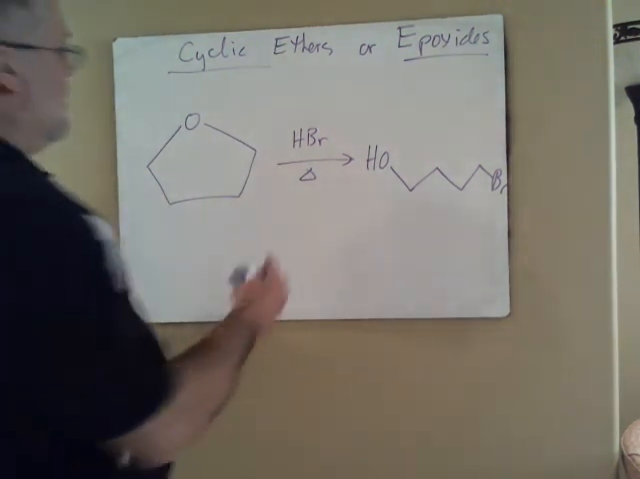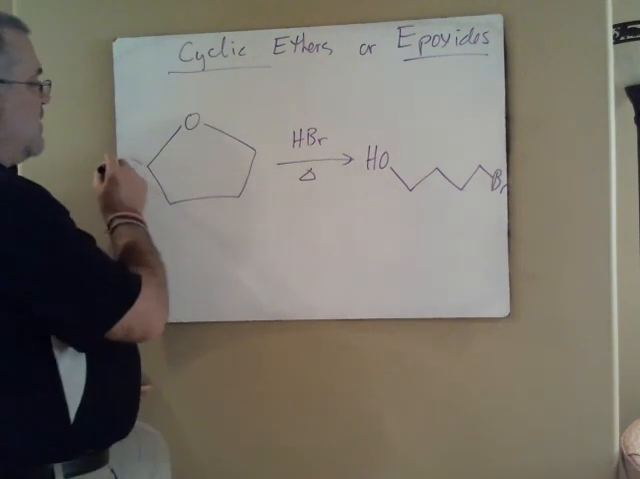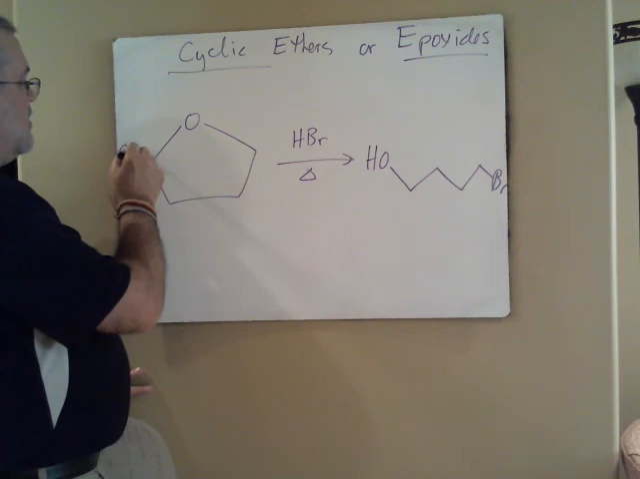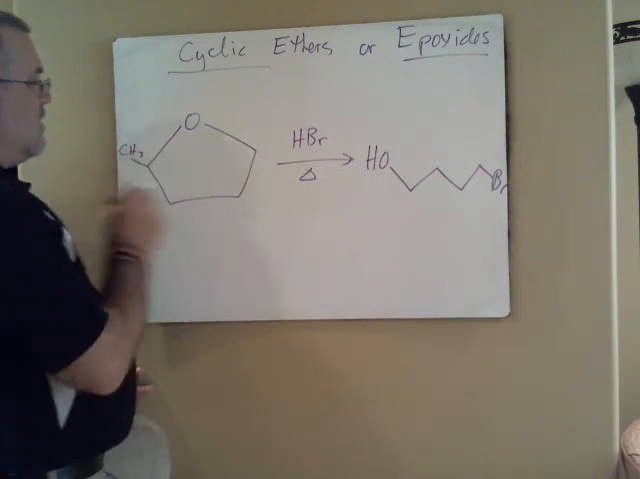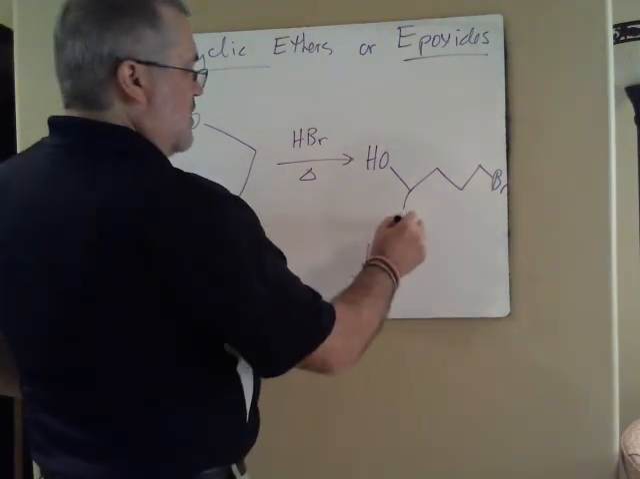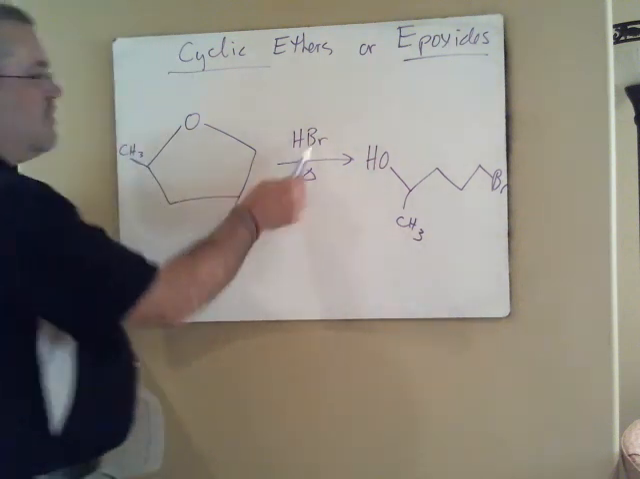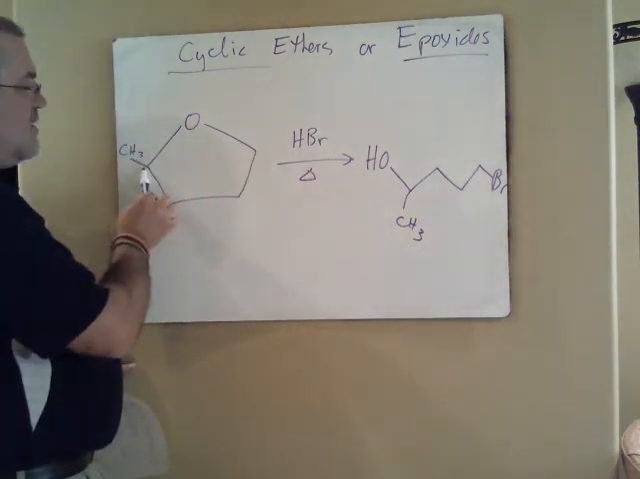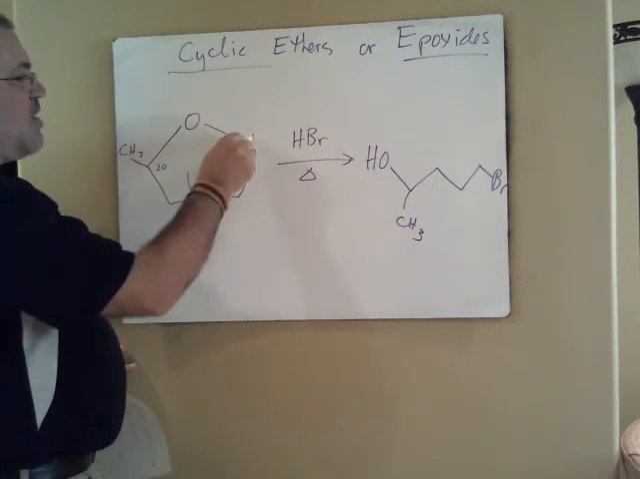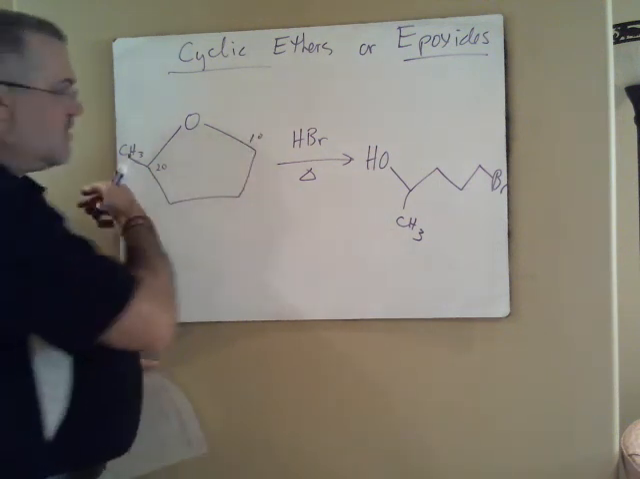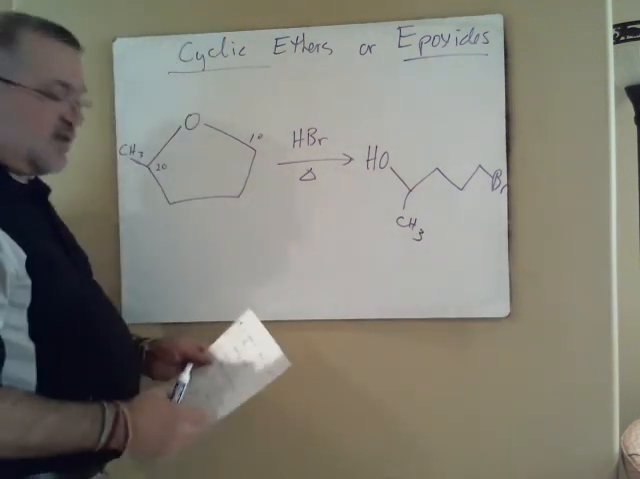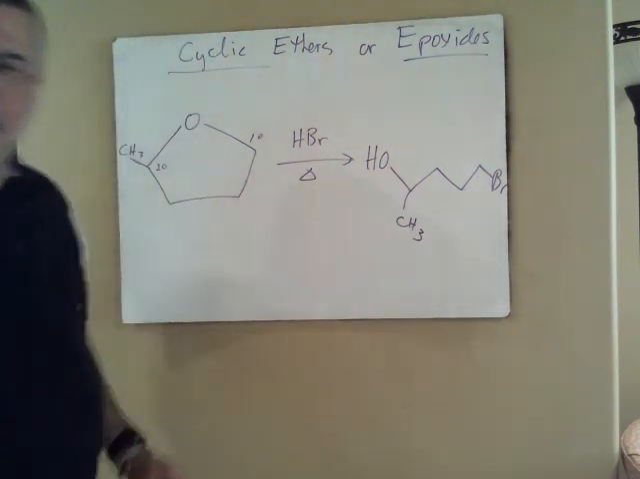And so the same things would be true if you had substitution on here. You know, if you put a methyl group on here, right? And you did the cleavage, the Br is always going to go to the less substituted side. So secondary versus primary. Same rules. Cyclic ethers behave exactly the same way as an acyclic ether. So there's nothing new there.